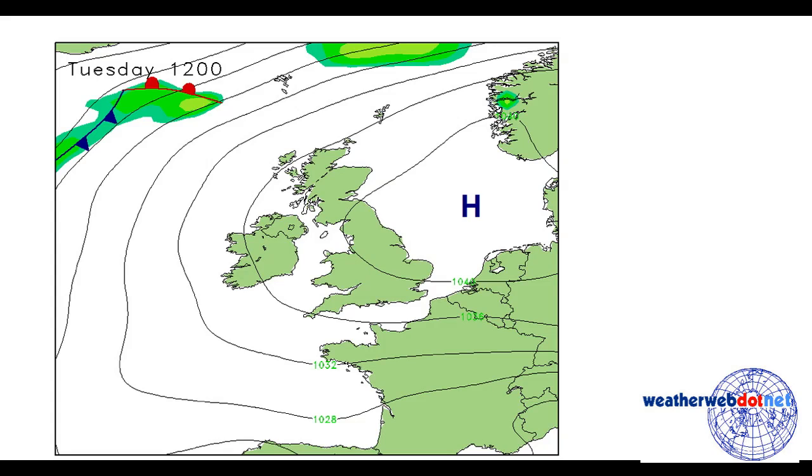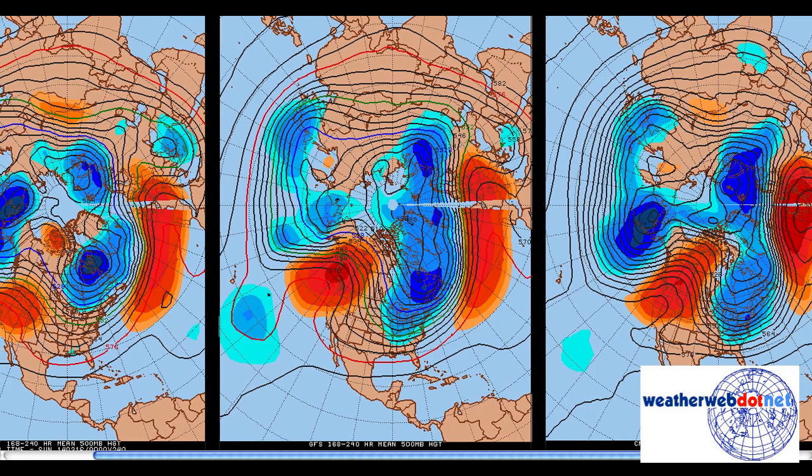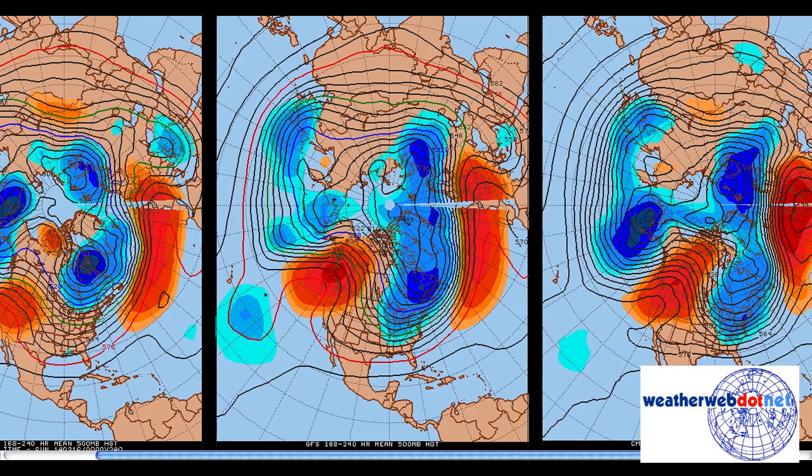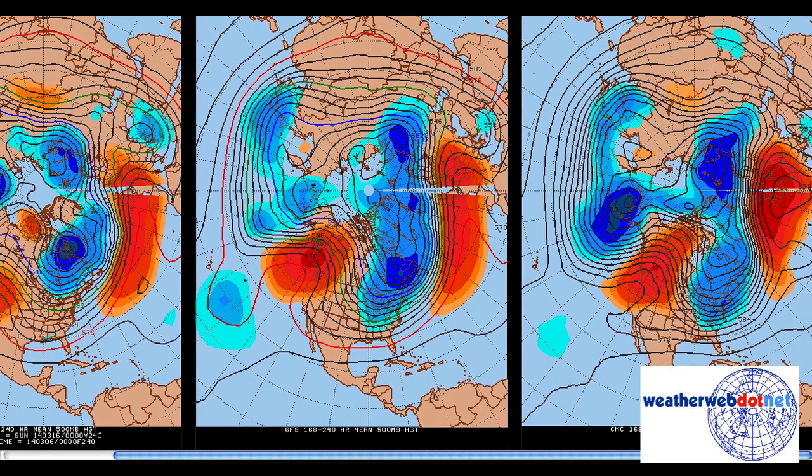So, what about further ahead? Well, these are the charts. These are the 7 to 10 day means of the 500 millibar flow. You know, I show you these most days. This is from the PSU site, and is valid from next Thursday through to Sunday the 16th. And what we have here is the ECMWF on the left hand side, we've got the GFS in the middle, and we've got the Canadian on the far right hand side.